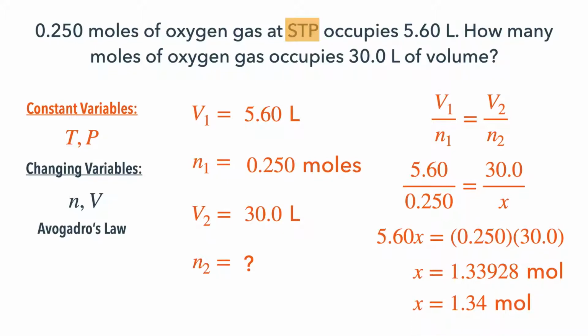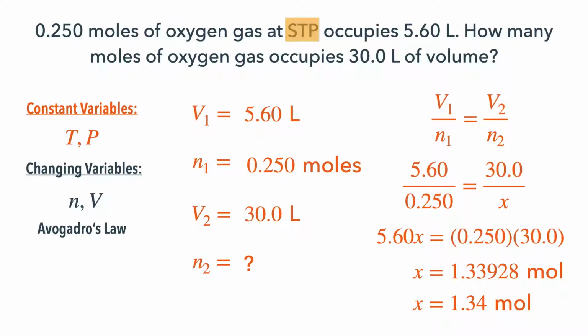Now, all we need to do is round based on significant figures. Unfortunately, I've already showed you. But since this is all division and multiplication, we round to the least number of significant figures, which is 3 for this problem. Thus, our final answer is 1.34 moles of oxygen gas.